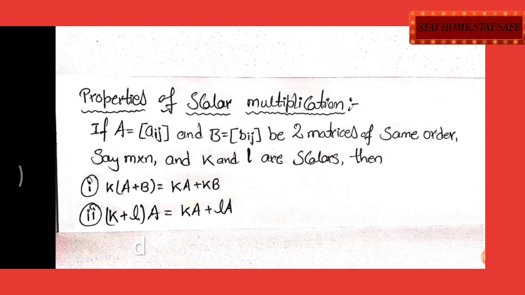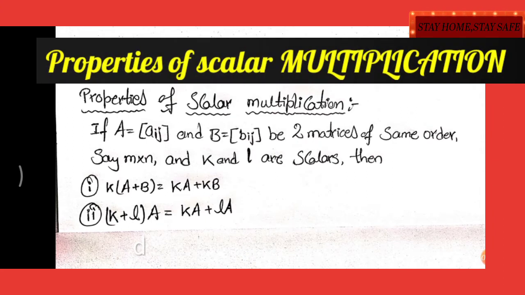And next in line we have properties of scalar multiplication. Properties means how it is recognized, or how it follows some properties. Like if A equals aij, an element of matrix A, and B equals bij, an element of matrix B, are two matrices of the same order, say m by n, it can be any order but it should be the same order. Then k and l are scalars. k is a scalar and l is another scalar.